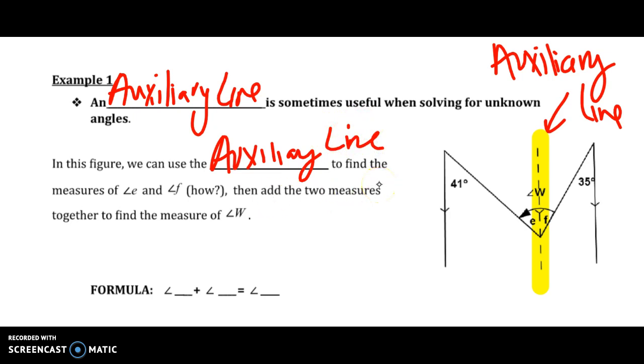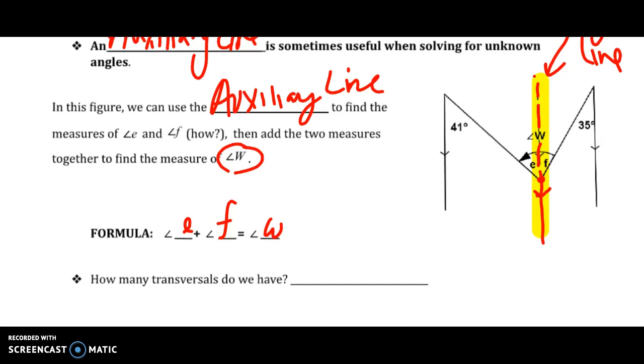And then add the 2 angle measures together to find the angle of W. So angle E plus angle F will give us angle W, right? Those 2 together, angle addition postulate. If I add the 2 parts of the angle together, I get the whole angle. So how does this line help? Well, we drew this line through a point parallel to the given lines. So again, we have created another parallel line. And so we can use those special angle properties to figure out what the measure of angle E is and what the measure of angle F is.